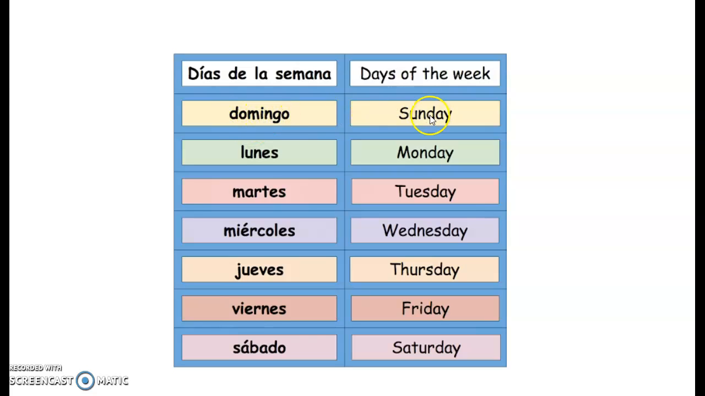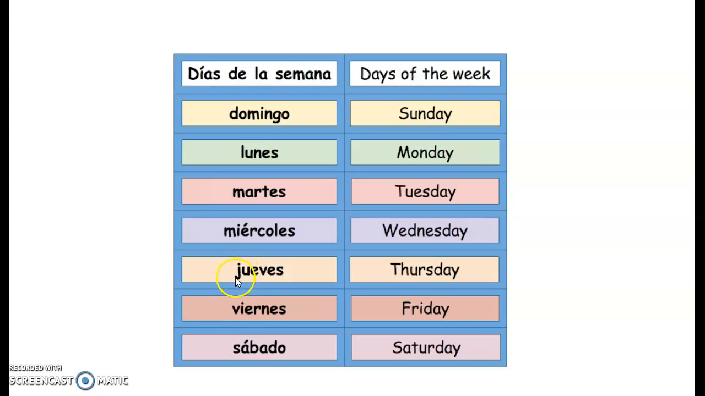Domingo means Sunday. So we say domingo in Spanish. Lunes means Monday. In Spanish, it's lunes. Martes is Tuesday. We say this like martes. Miércoles is Wednesday. So we emphasize the E a little bit. Miércoles. Miércoles.